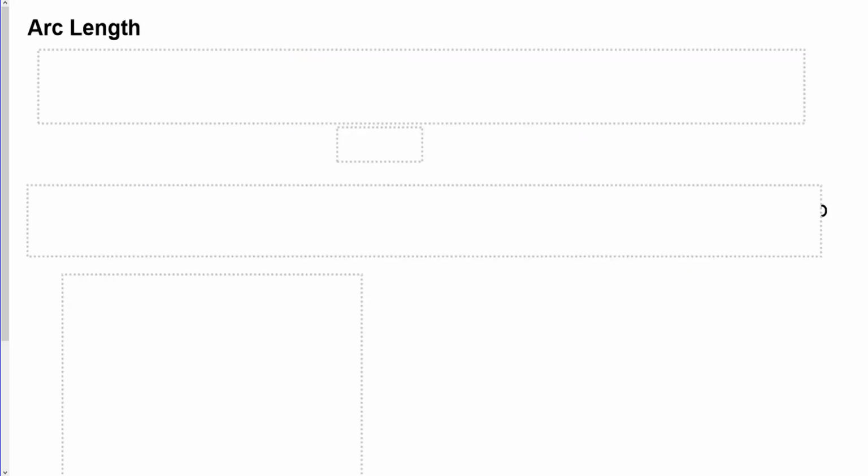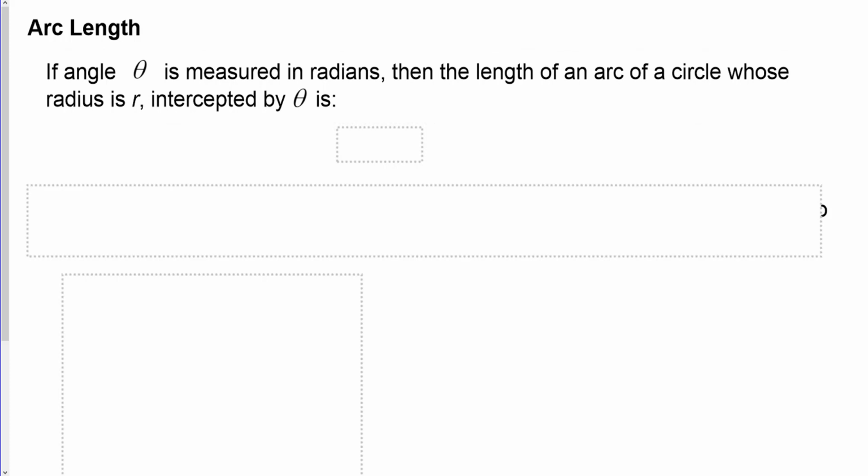Lastly, we're going to talk about arc length. If an angle theta is measured in radians, then the length of an arc of a circle whose radius is r, intercepted by theta, is s equals r times theta. And the important thing is that theta be measured in radians, because in radians we define things in terms of the ratio of the radius to the arc length. So if we know the radius and we know what theta is, we can calculate our arc length using that. This does not work in degrees. However, if you're in degrees, you can always convert to radians first and then do the formula.